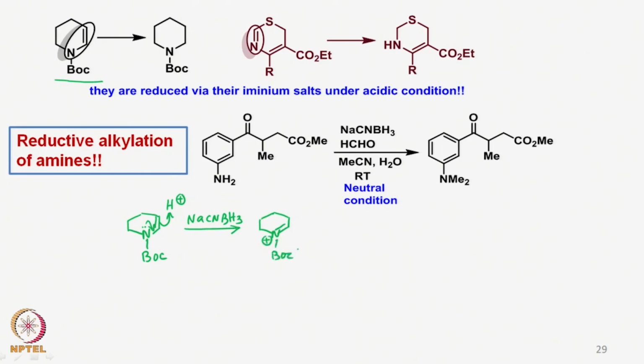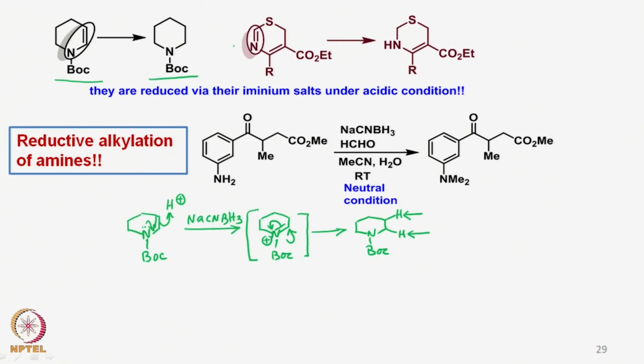So this is the intermediate that will form, which then gets reduced under the conditions, with the reduction taking place at this center. This particular hydrogen is coming from the acid, and this particular hydrogen is coming from the sodium cyanoborohydride, and that is how we get this saturation of the double bond.